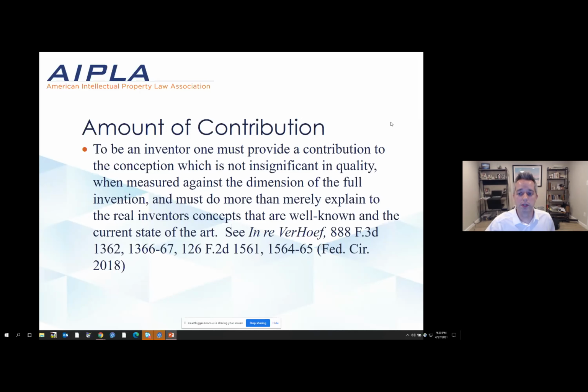But the question now is, okay, well, what is a meaningful contribution, right? So the amount of contribution to the conception of the invention can't be insignificant in quality when measured against the full invention itself. And it can't merely explain inventive concepts that were well known or the state of the art. So again, back to our CEO who wants to be an inventor, we have to be careful that the claim we are writing is not merely well known and the state of the art.